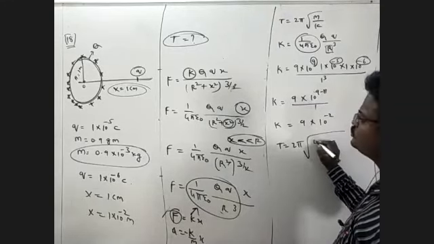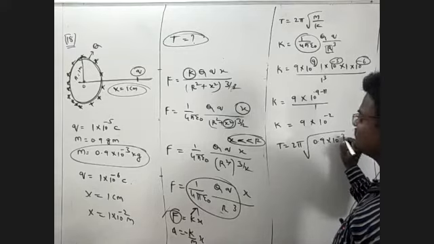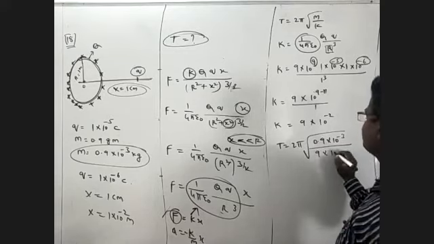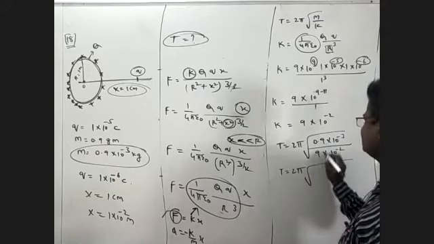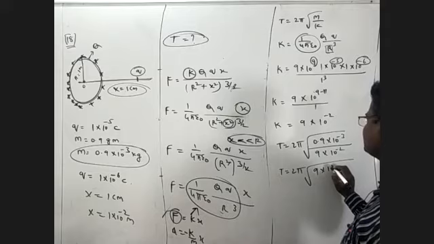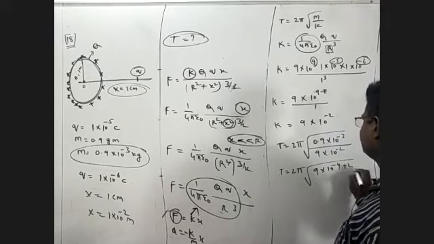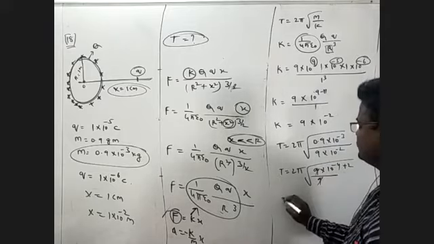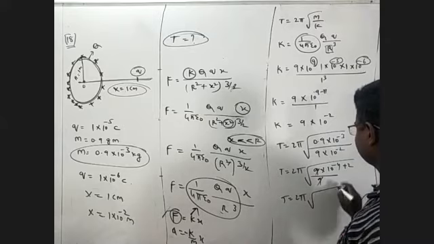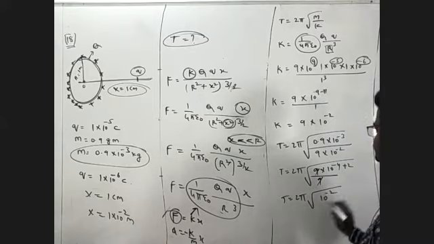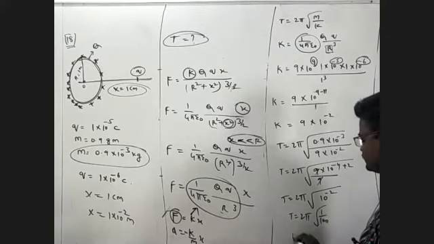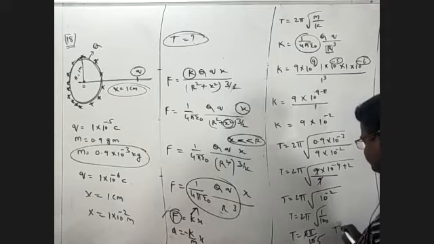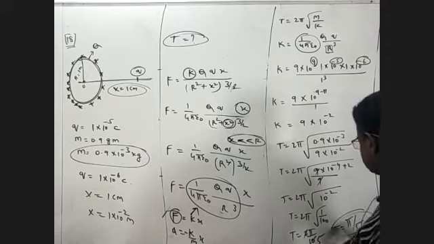T is equal to 2π root of m. M means 0.9 into 10 to the power of minus 3, by 9 into 10 to the power of minus 4 plus 2 by 9. So T is equal to 2π root of 10 to the power of minus 2. T is equal to 2π root of 1 by 100. So T is equal to 2π by 10, that is the answer.